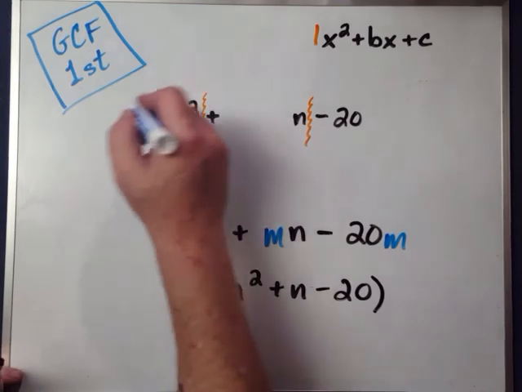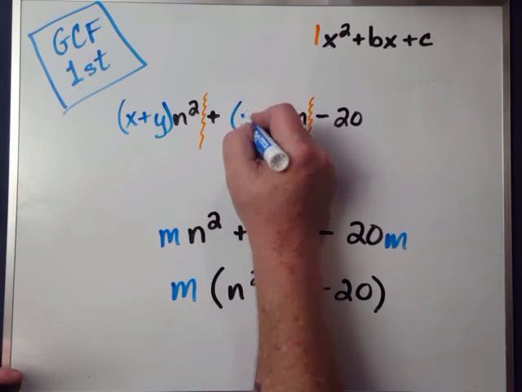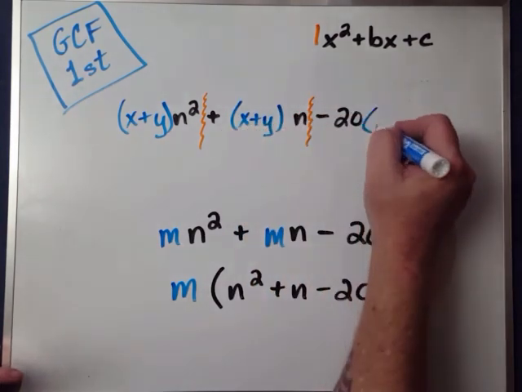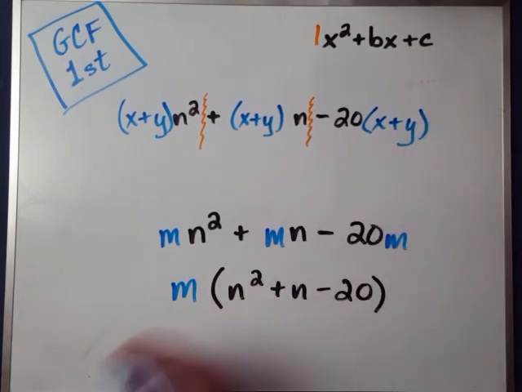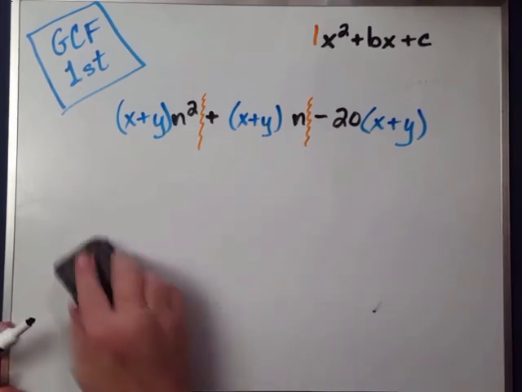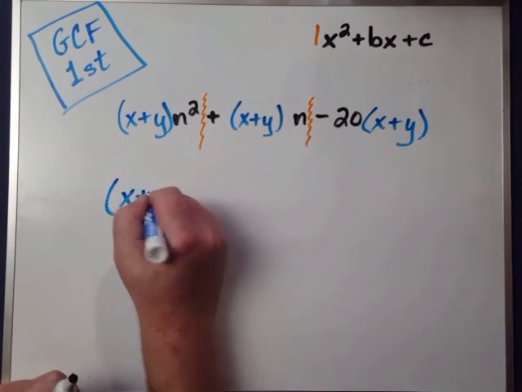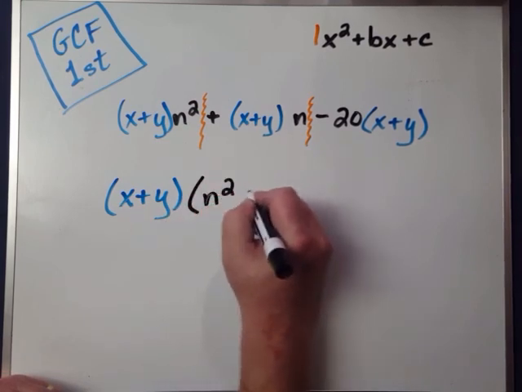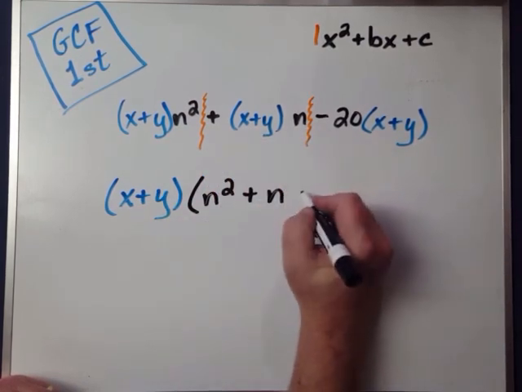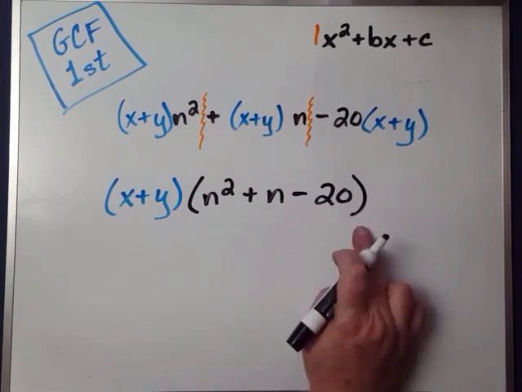How about this common binomial factor of x plus y? Same thing as if I had an m, except here I have a binomial. So what are you going to do? You're going to factor out that common binomial factor of x plus y, and what gets left behind? The n squared plus n minus 20. Are we done? I don't know. Maybe this trinomial will factor further.